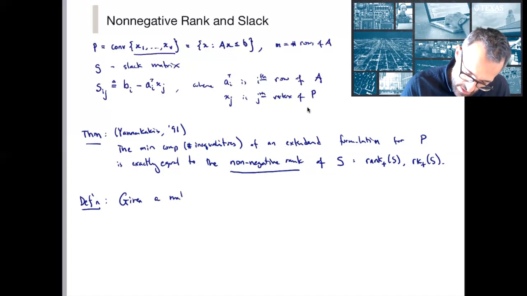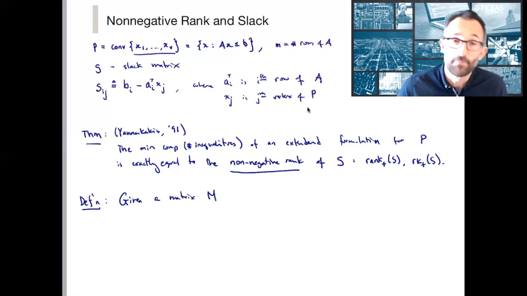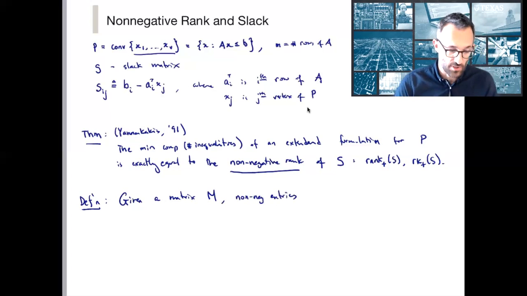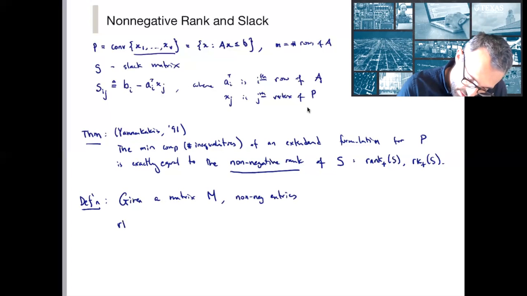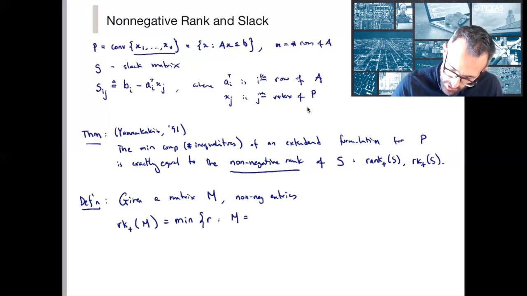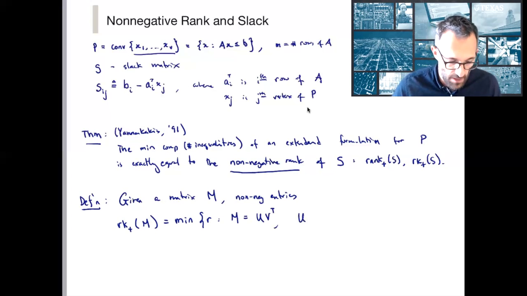Given a matrix M, not necessarily square, where M is component-wise non-negative, so it has non-negative entries, the non-negative rank, rank plus of M, is the minimum integer R such that M is equal to U V transpose, where U and V have the appropriate dimensions.